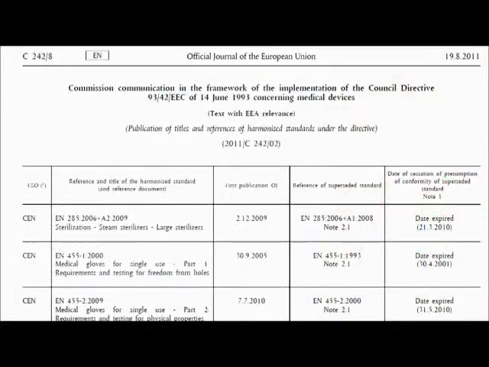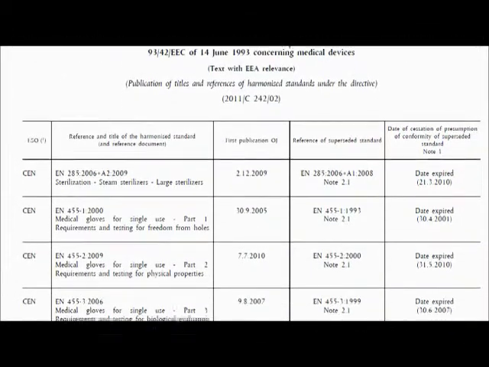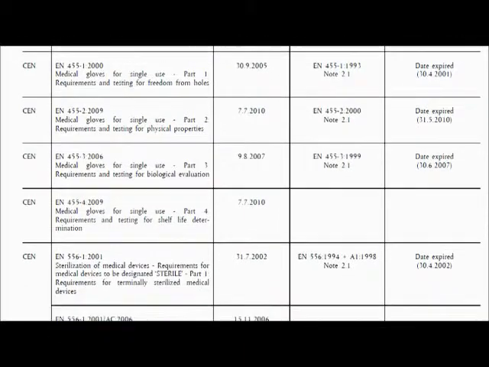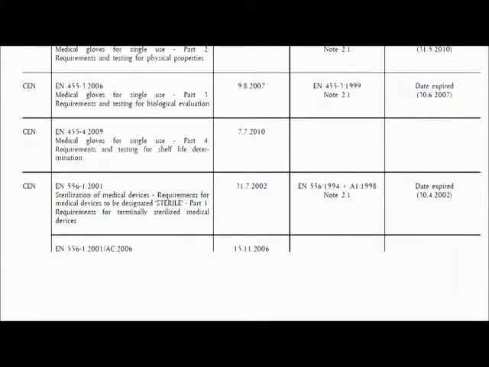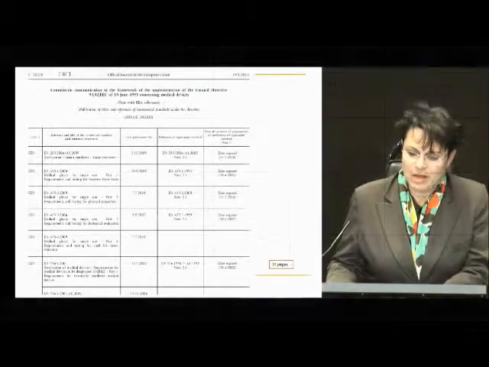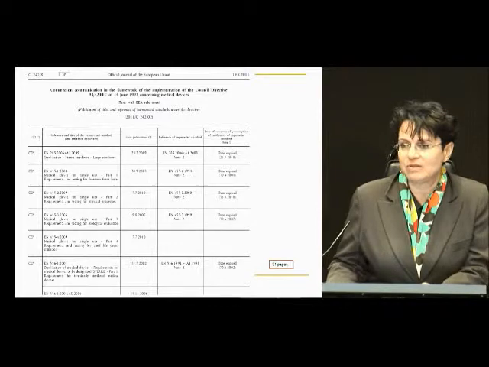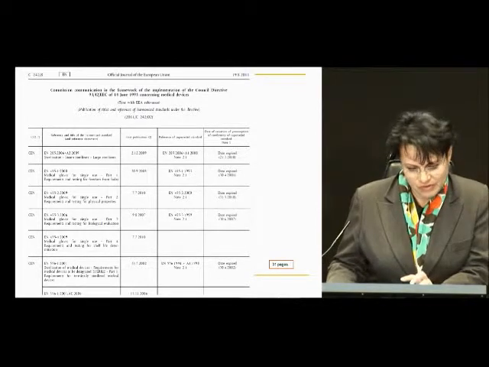You can see that you have 31 pages. So the list must be read carefully. Between the three directives, the list of standards is quite common. You have the same kind of tools for the biocompatibility test, the symbols, the instructions for use, the packaging, the sterilization, and so on.